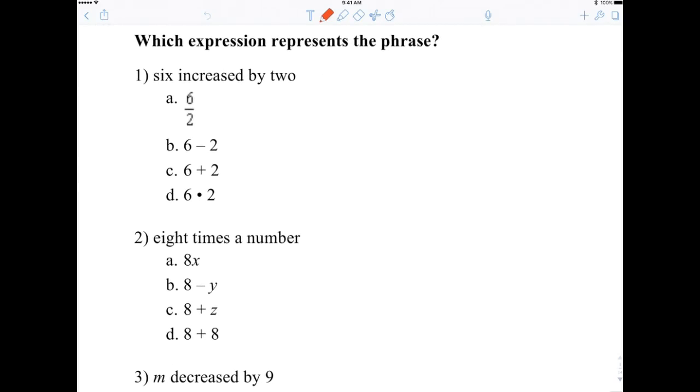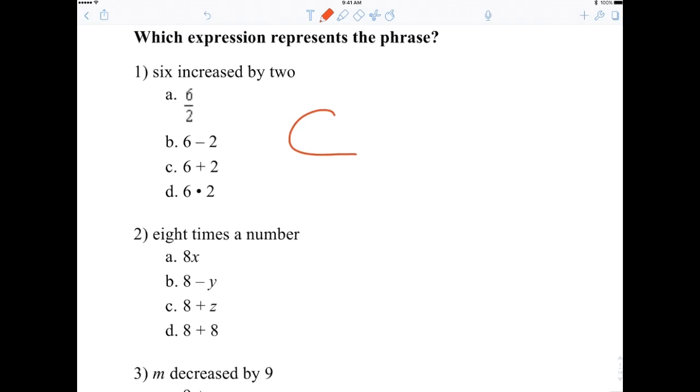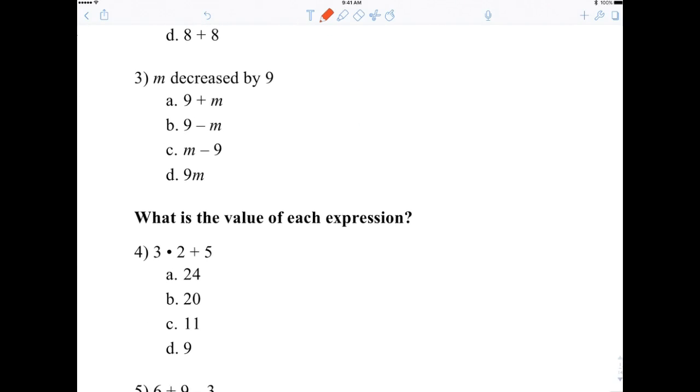6 increased by 2 would obviously be, come on, guys, 6 plus 2, which is C. Now remember, if you're not happy, now's the time to speak up. Your test is going to look exactly like this tomorrow. Exactly. No tricks. Now number 3, M decreased by 9. What do we got? M minus 9, which is C. Count yourself 2 for 2.